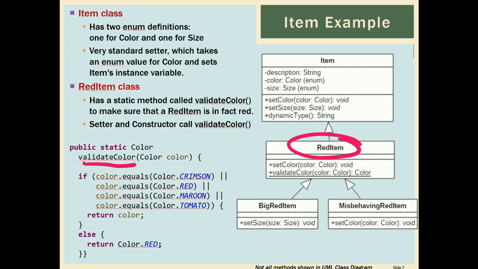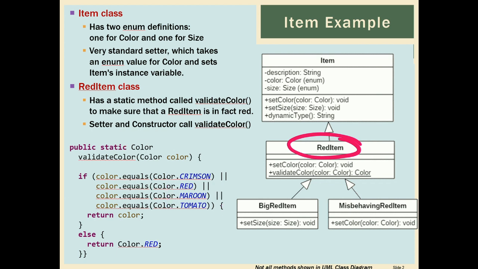Because it's a red item, it can't be any color at all. So this method is going to take in a value of the color enum. And it will check to see if the color is one of the reds. If it's a crimson or a red or a maroon or a tomato color, then this static method is going to return a color object. It's going to return the color that was passed into it. Why? Because that color is valid.